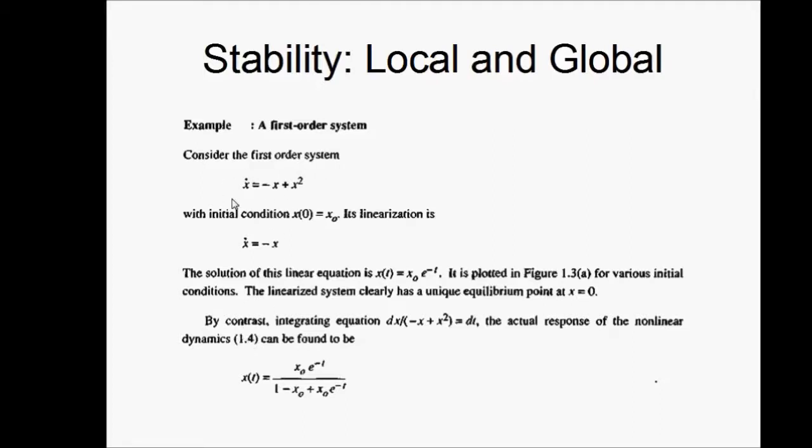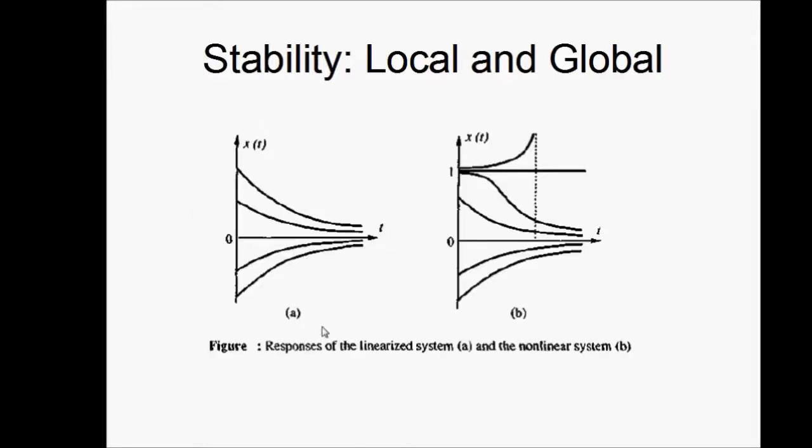Now the original equation can also be integrated, and the solution, the actual response of the system, is found to be this by integration, as it is a variables separable system, both the given equation as well as the linearized system. So we look at the responses of the linearized system as well as the original system, and we see that the original system is actually diverging in a neighborhood of 1, whereas the linearized system is having convergent trajectories.